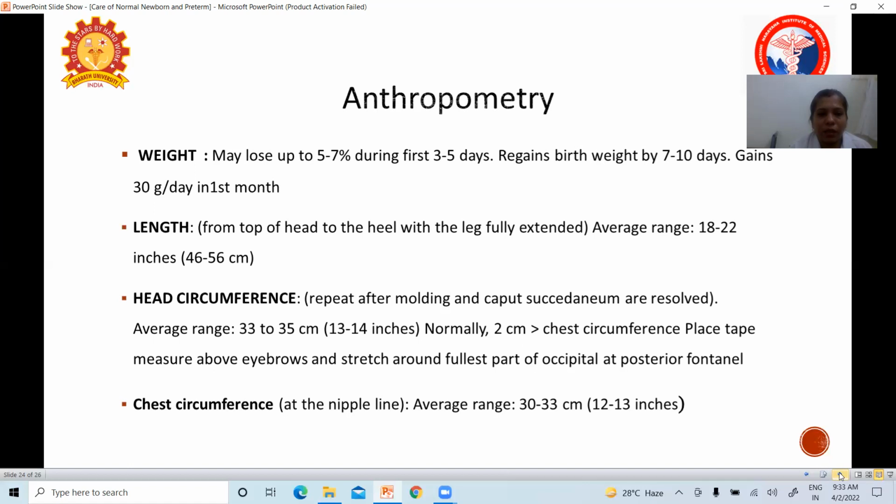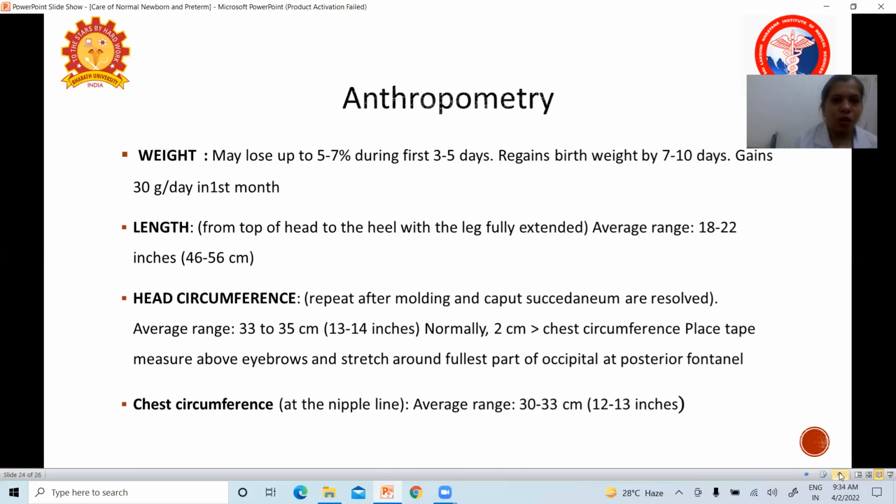We have to place the tape above the eyebrows and stretch around the fullest part to cover the occipital prominence at the posterior fontanelle. So this is the method to check the head circumference, or occipitofrontal circumference. Now chest circumference. Where should we check? We should check at the nipple line, and it is on average between 30 to 33 centimeters, roughly 2 centimeters less than the head circumference at birth.